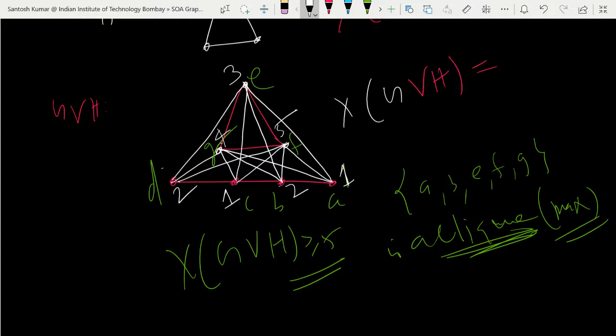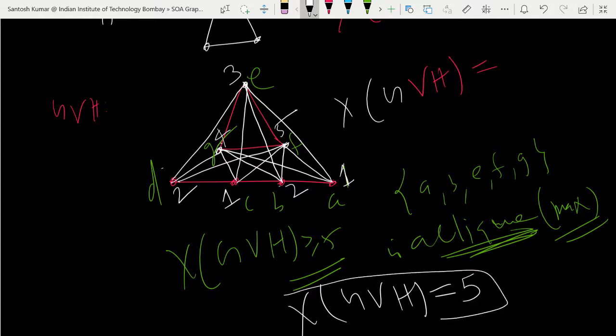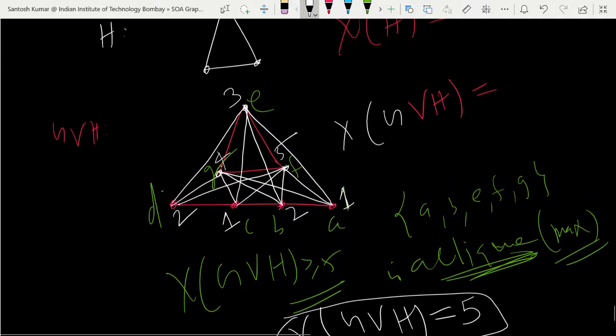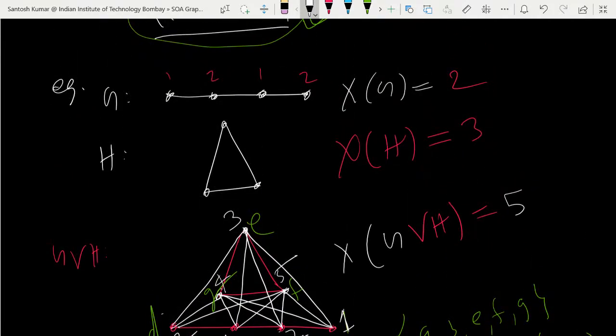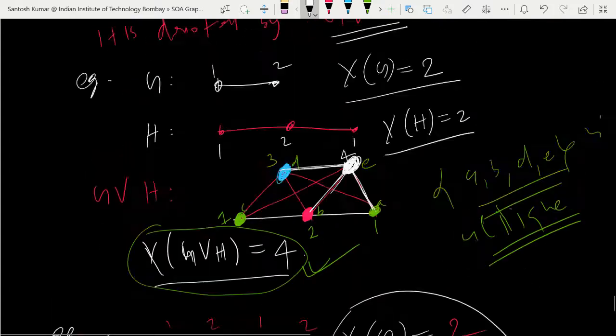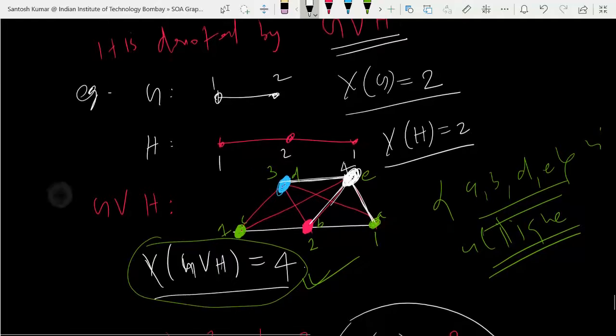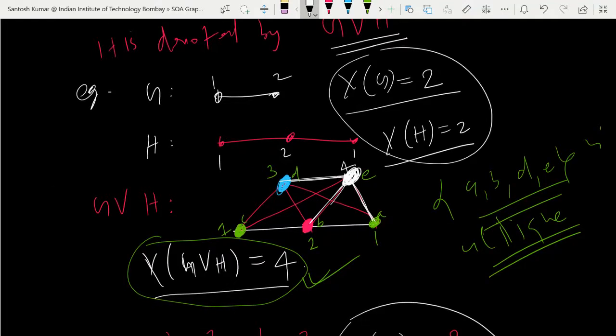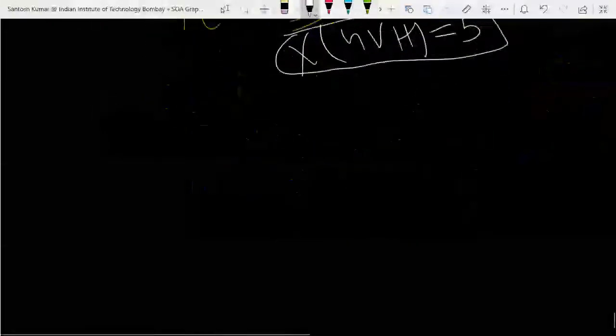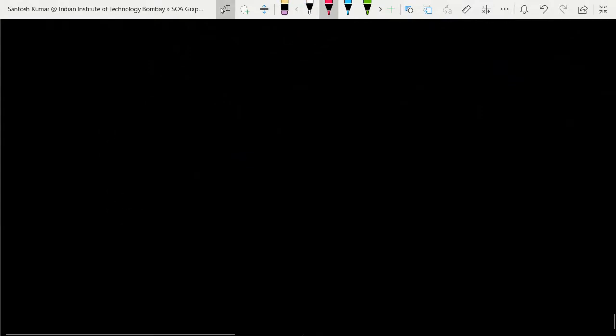So 3 4 5, so coloring gives that we need at least 5 colors, I mean minimum 5 colors to label the vertices so that adjacent vertices have different colors. So we need 5. That's why the chromatic number is 5. So you try to see the relation. So it is 5. So try to see the relations. You can notice here also, it was 2, 2, and then you got 4. It was 2, 3, you got 5. Try one more.